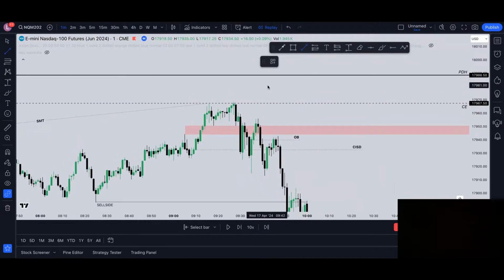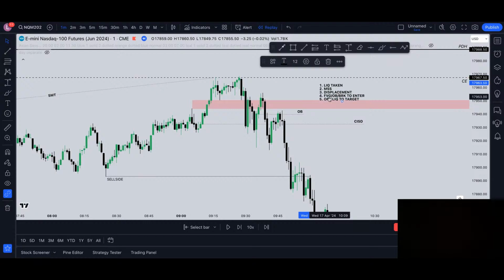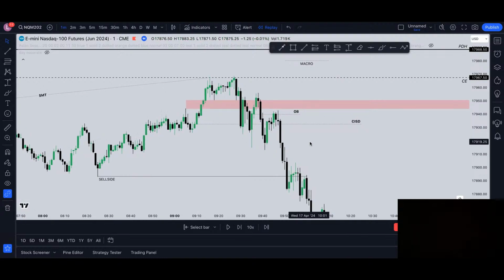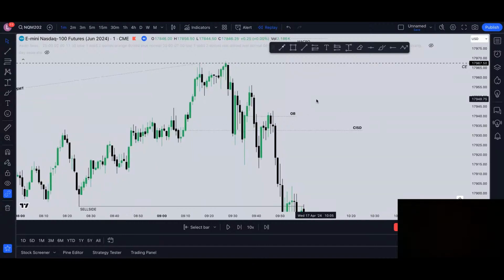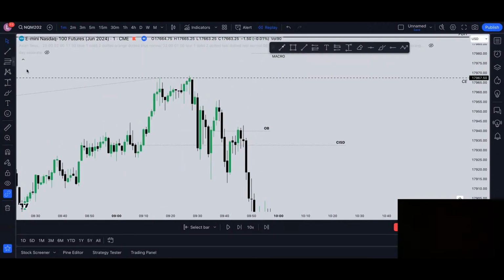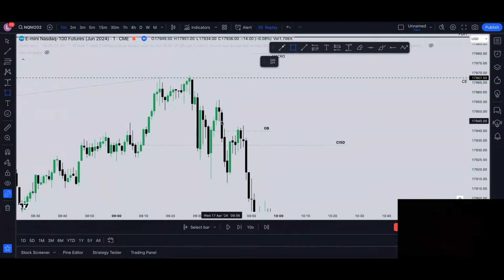Let's mark the macros. Macro will give you high probability setups. So we can see an SMT drop. Again, rules: liquidity taken, market structure shift, displacement, fair value gap to enter, opposing liquidity to target. So over here, we can see two fair value gaps. Let's go to the low. Price came back to equilibrium over here.